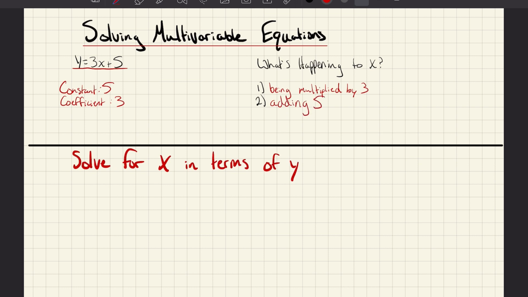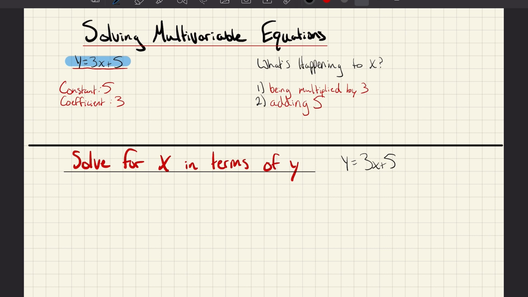And so if I want to solve for x in terms of y, or take that equation of y equals 3x plus 5 and solve it for x in terms of y, because the way that it is presented currently already is y in terms of x. It's y equals an expression that involves the variable x. Now I want to know what x equals as an expression involving y. The first thing I need to do is begin by undoing what's currently happening to x.